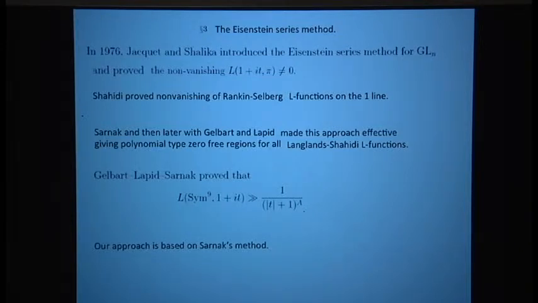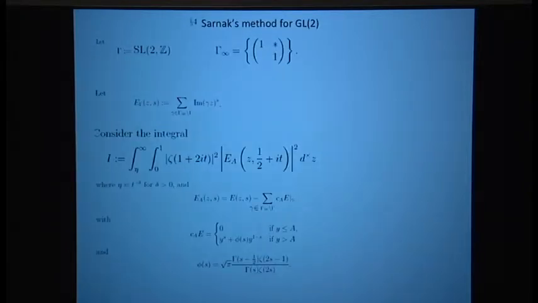So our approach is based on Sarnak's method. So let's recall Sarnak's method on GL(2). Let gamma be the modular group, and gamma infinity the parabolic subgroup. And then we define the Eisenstein series. Now we consider this integral, where x is from 0 to 1, y is from eta to infinity, and eta is very small. Remember, t goes to infinity. The integrand is times the L2 norm squared of the truncated Eisenstein series.